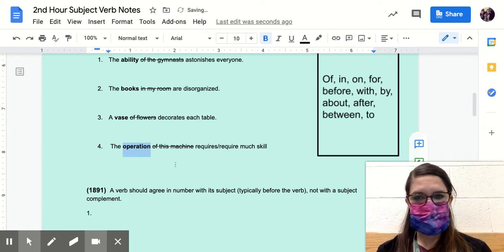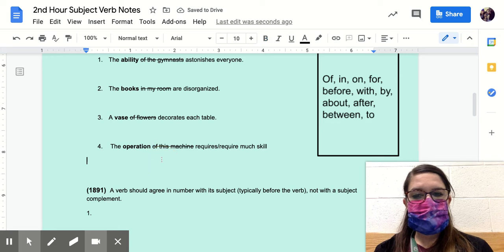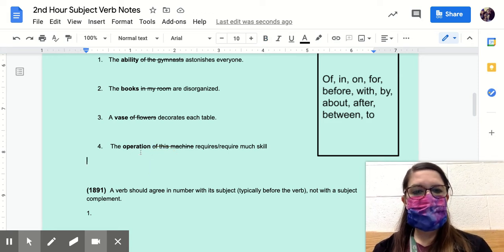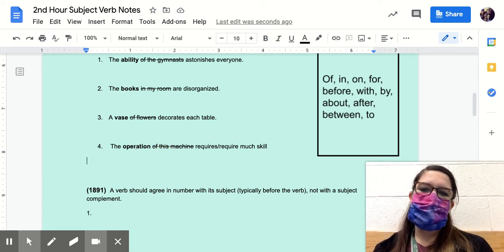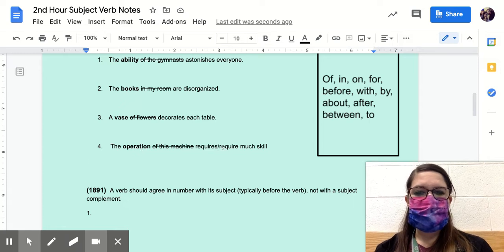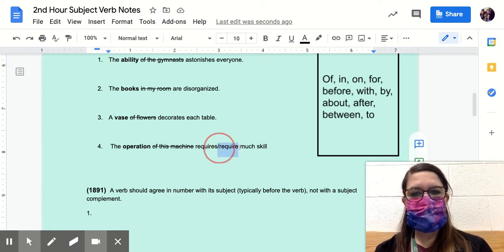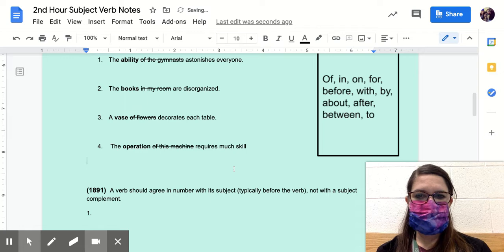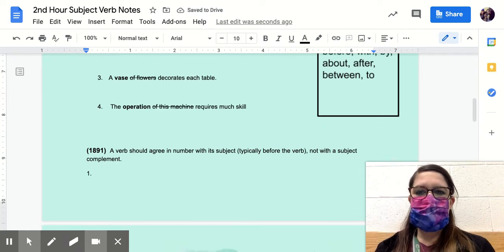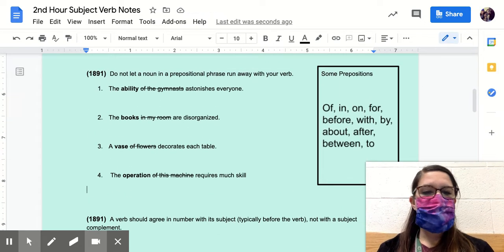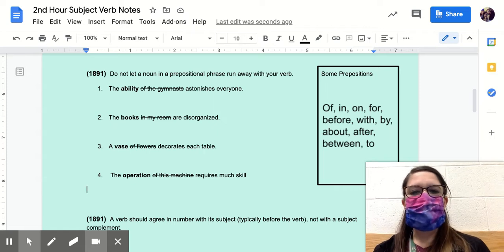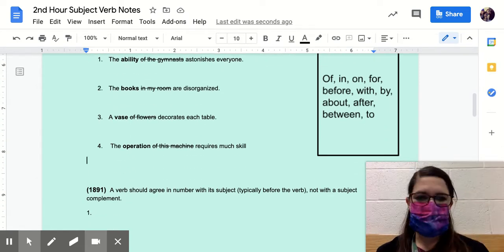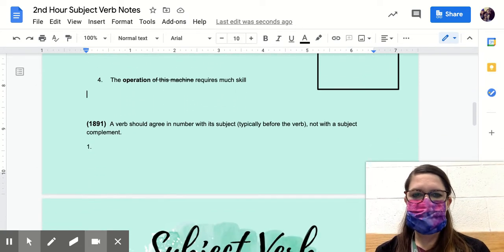So that's your subject. Is this singular or plural? This is singular. Operation, one. So since this is singular, we need the singular verb. The singular verb is requires. All right, so that's what we need. That's why we need to look out for those prepositional phrases. That's our first step. Don't get confused by a prepositional phrase.